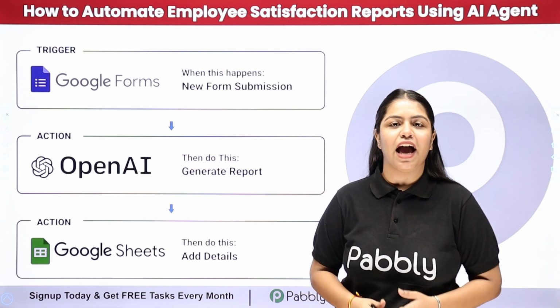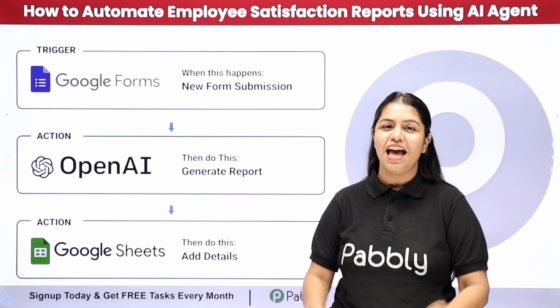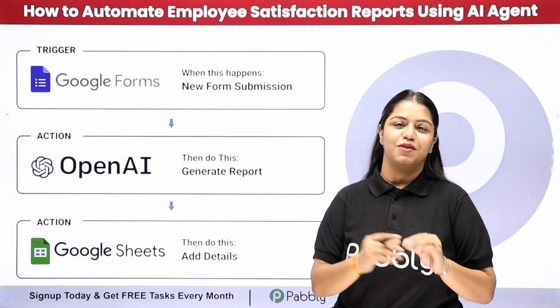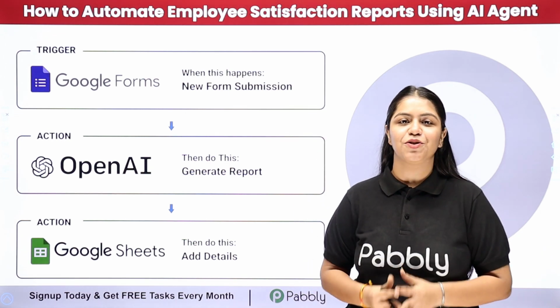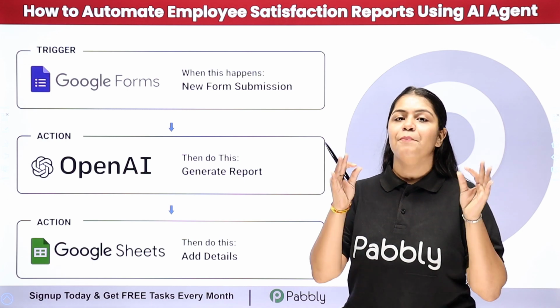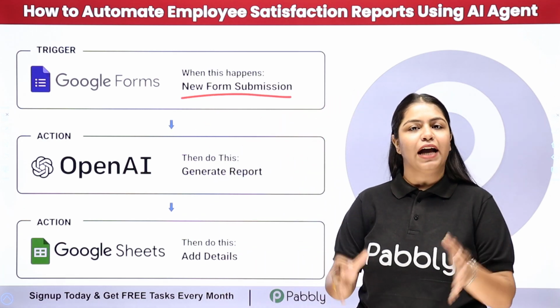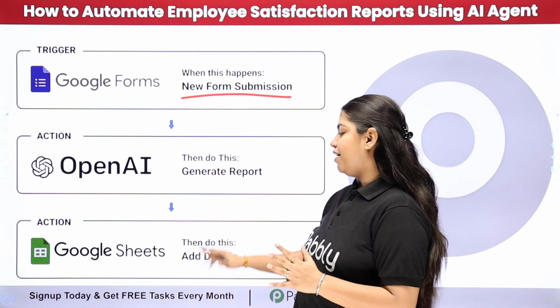So like you, I also used to manually generate the employee satisfaction reports, but this is such a time consuming and tedious task. So to solve this problem, I've simply created this amazing automation where as soon as my employee fills in the employee feedback form, automatically my AI agent is going to generate the report, and further we're going to add that in our spreadsheet.